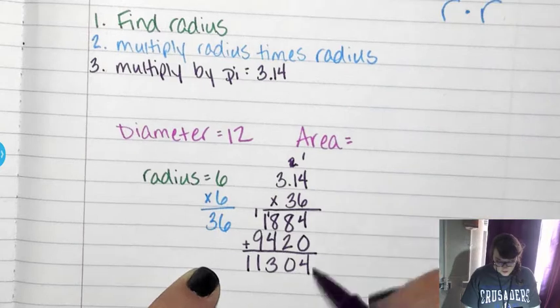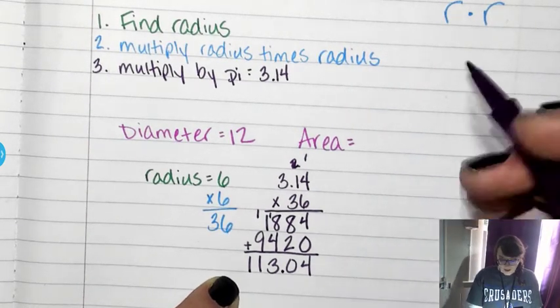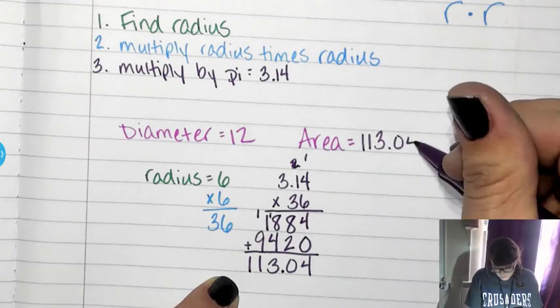And then 1, 2, 1, 2. So the area of the circle is 113.04.